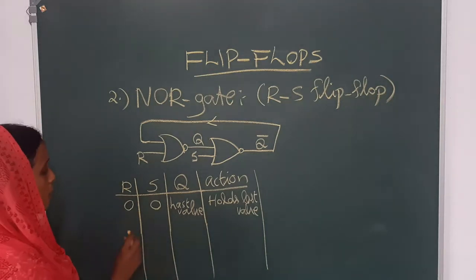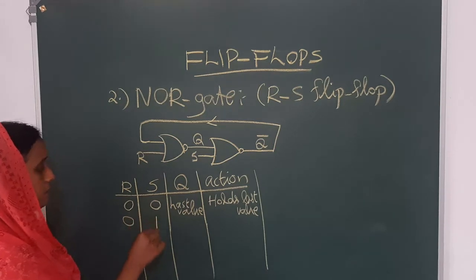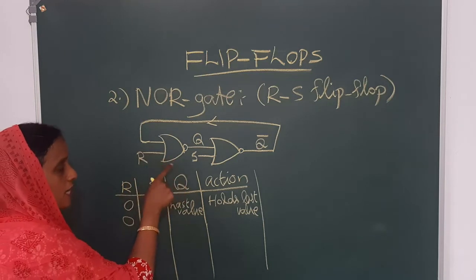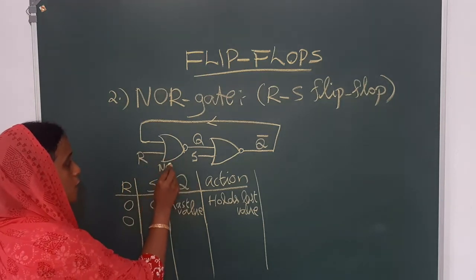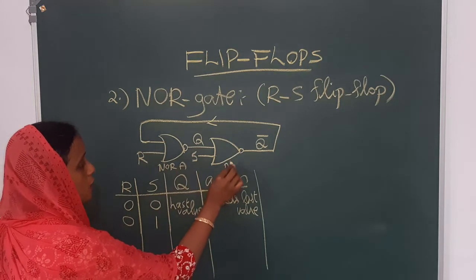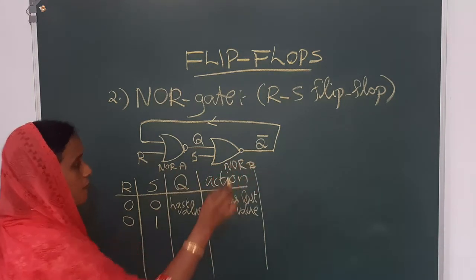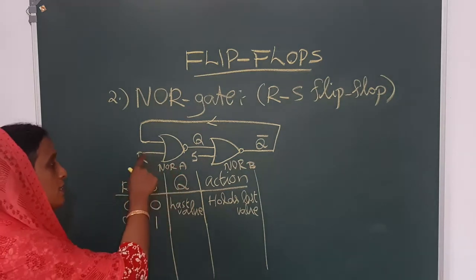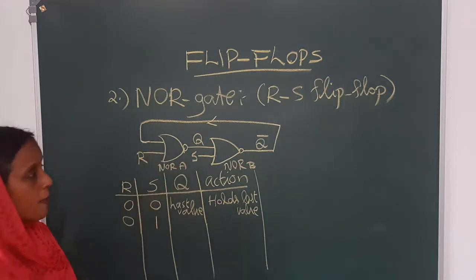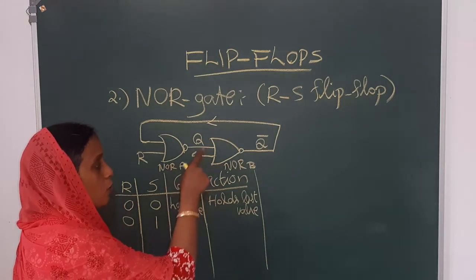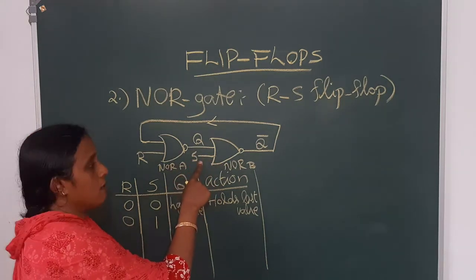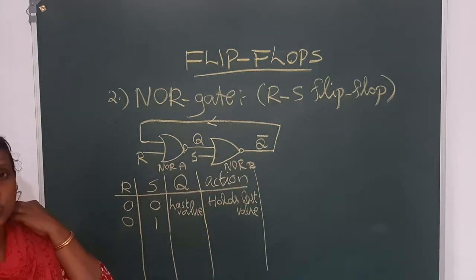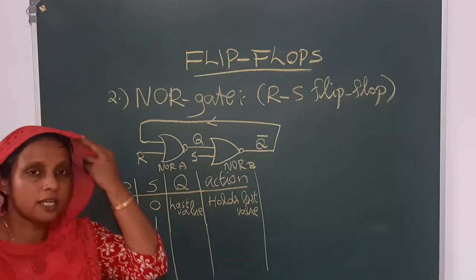Now, the next combination is 0, 1. 0, 1 means this time the first NOR gate, I can call this NOR gate A and this NOR gate B. Okay. In this case, NOR gate A is disabled because this is 0, so no change to this one. But here, this input goes to high. S is high. S is 1. This high means this Q bar should be 0. Okay. Q bar should be 0.